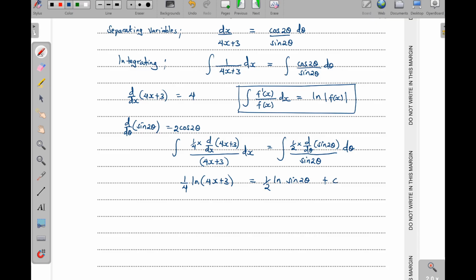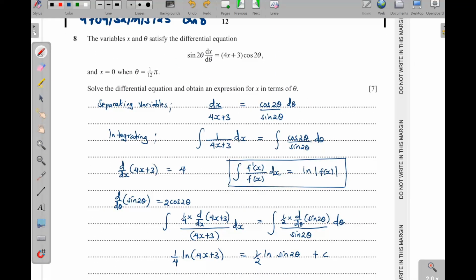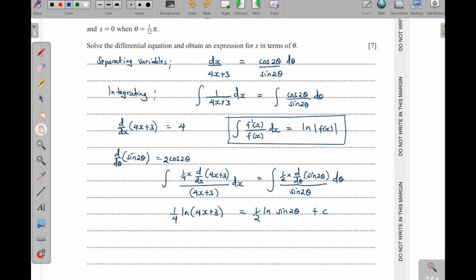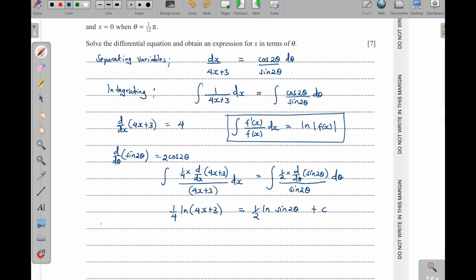Then we shall put a c, because when you differentiate a constant, it disappears, right? Okay, now what we have gotten here is what we call the general solution. We have to use these initial conditions here to get the value of c. Then we get what we call a particular solution. So when x is equal to 0, then theta is equal to pi over 12.